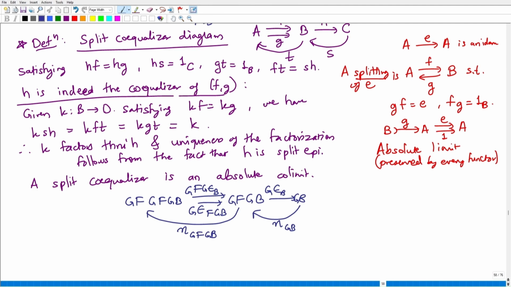Yes, we are using the triangles. The triangle is actually going to GFGB, and from GFGB again. So yes, GFGB to eta sub GFGB and followed by this. The outer one has to commute. That is the reason I can't think of. The inner one is easy.